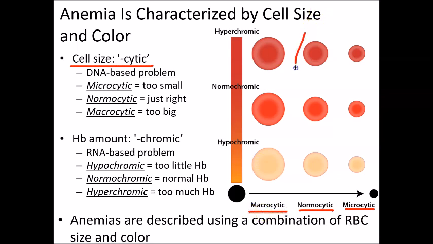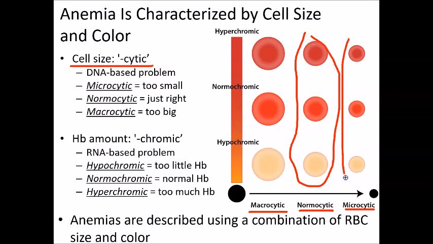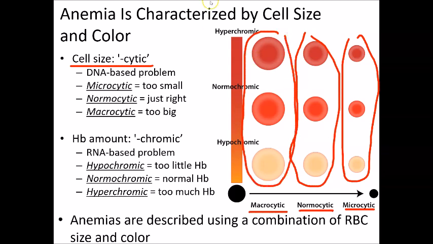So here are all of our normocytic cells. Here's all of our microcytic cells. And here's all of our macrocytic cells. So we have those different cell sizes there. But that's not the only thing that we worry about. We also worry about the amount of hemoglobin. The hemoglobin amount is called chromic. We use the word chromic because remember we talked about hemoglobin giving color.